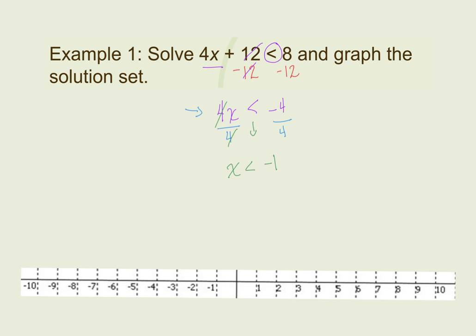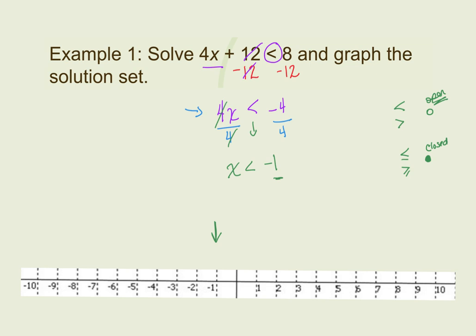So let's look at graphing this. You always want to start at this number. So I'm going to find negative 1 on my graph. Then I'm going to look at my inequality. If I have just a less than or a greater than, I'm going to use an open circle here, open. If I have an or equal to, I am going to use closed. This tells me that if it's open, it does not include the number. If it's closed, it does include the number.